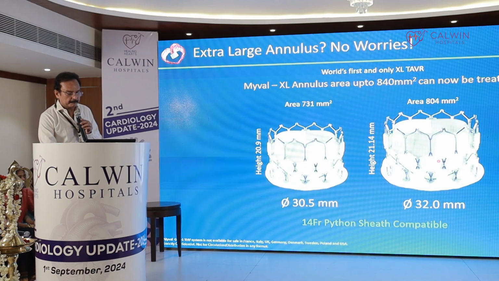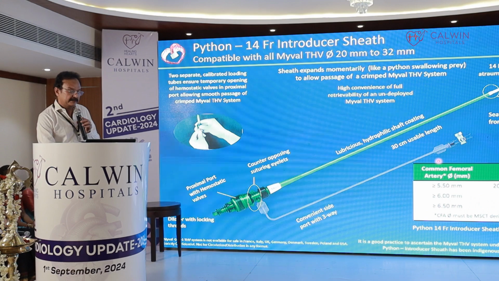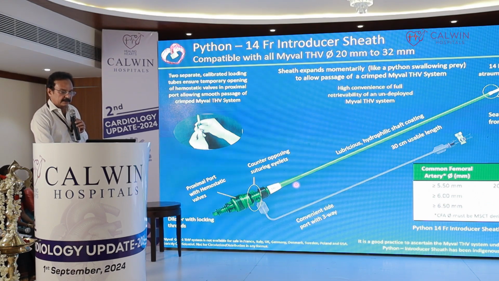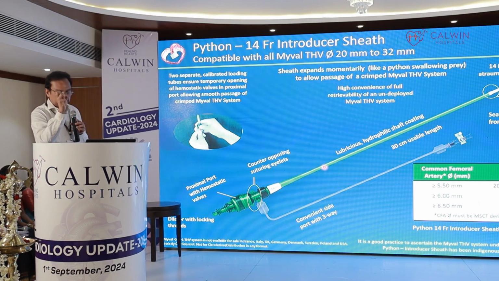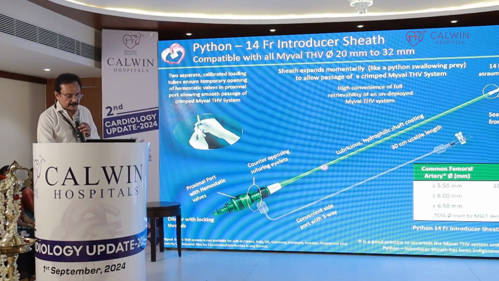in the peripheral artery. So I think this is the Navigator system which comes with the valve itself, and this is a special sheath which is specific with my valve. It is called Python because this sheath can swallow the valve easily, just like a python. When the valve is moved across the sheath, it becomes bigger, and when the valve goes off like this, it again recoils, comes to the same size.